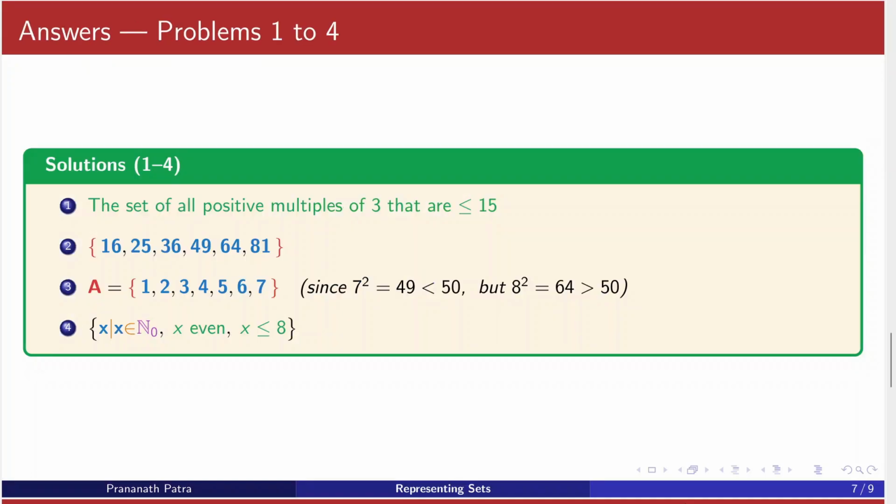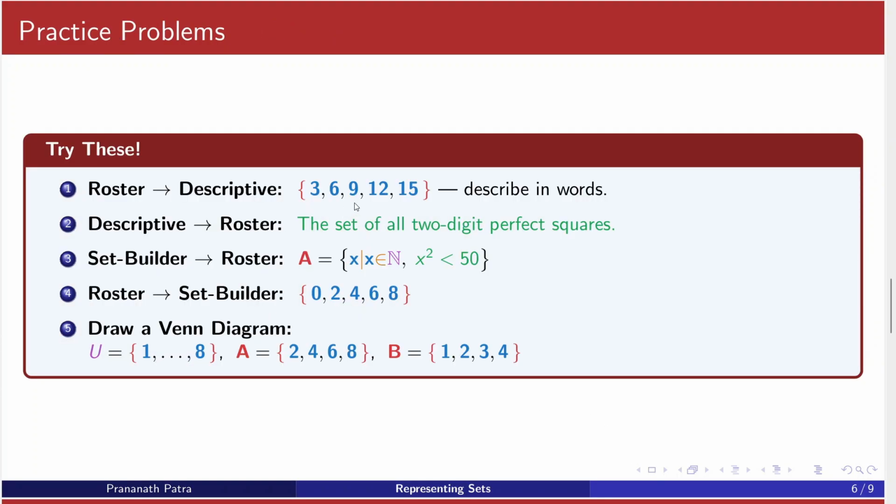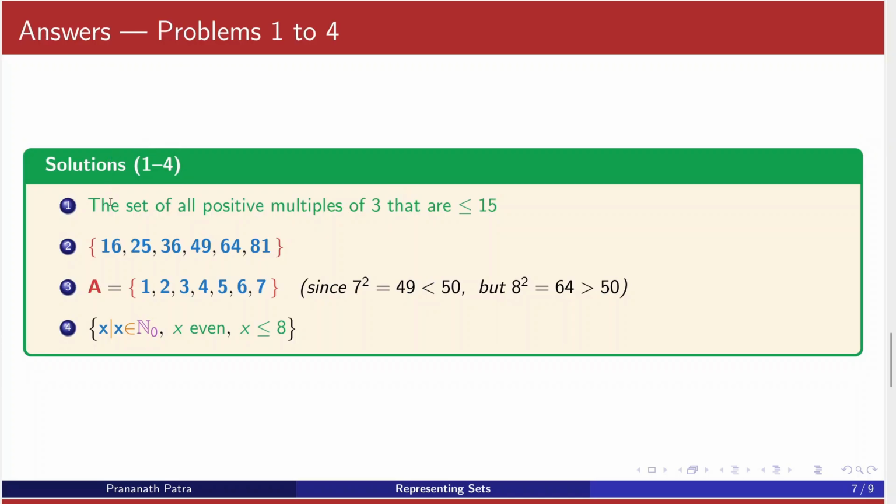For problem 1, we needed to describe the numbers 3, 6, 9, 12, and 15. If you look closely, you will notice that these are all multiples of 3. They start at 3 and they stop at 15. So, using plain words, we can confidently say this is the set of all positive multiples of 3 that are less than or equal to 15.